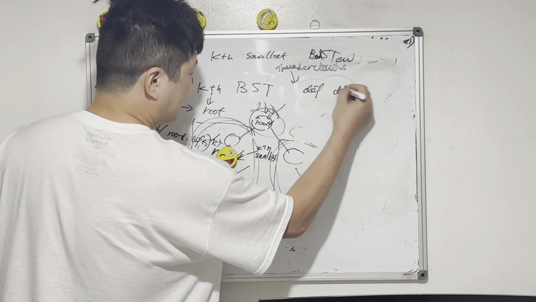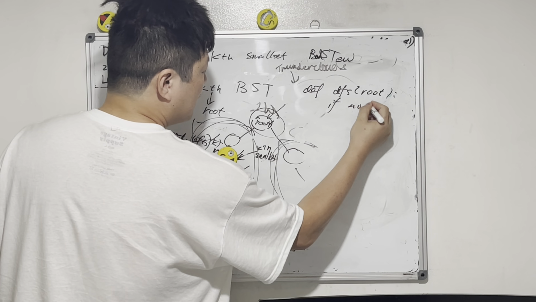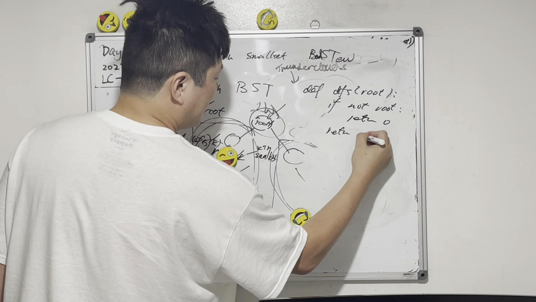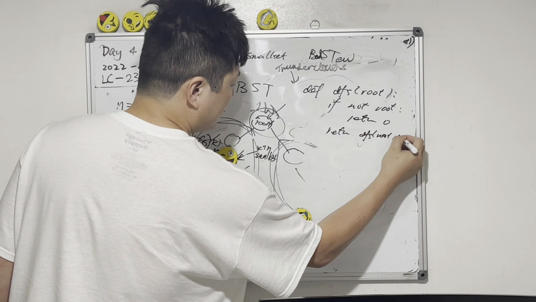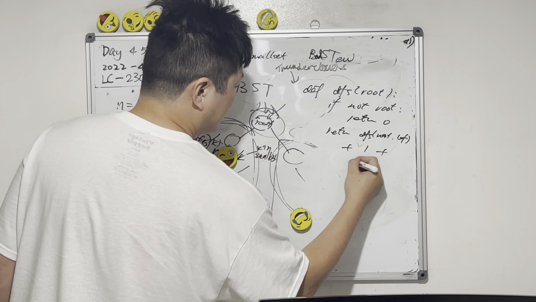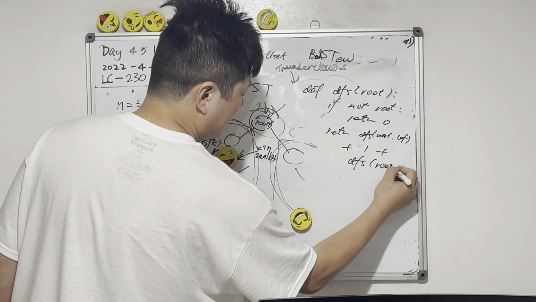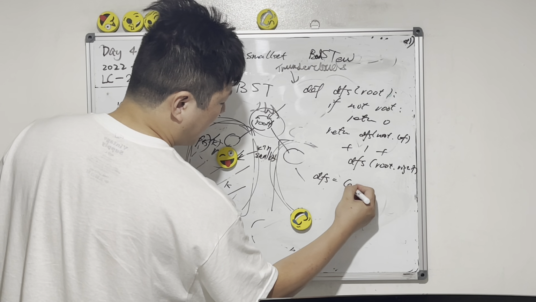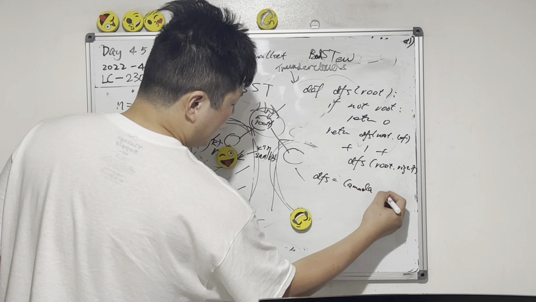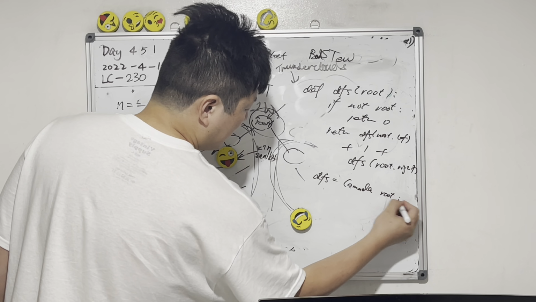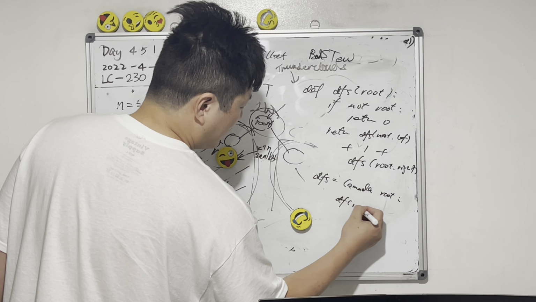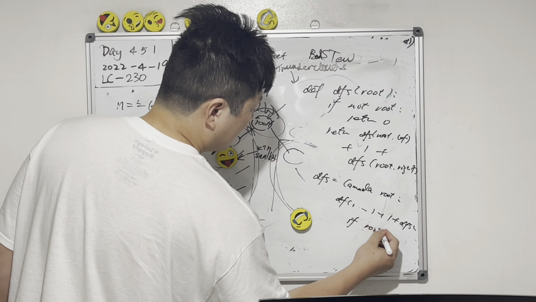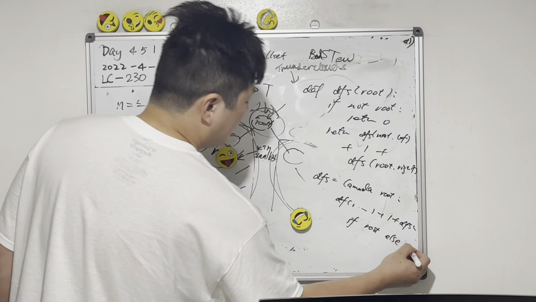Define depth search root. If not root, return 0. Otherwise, return depth search root of left plus 1 plus depth search root of right. We can even use a lambda function: lambda dfs equals lambda root, dfs root of left plus 1 plus dfs root of right, if root. Okay, this is the depth search.